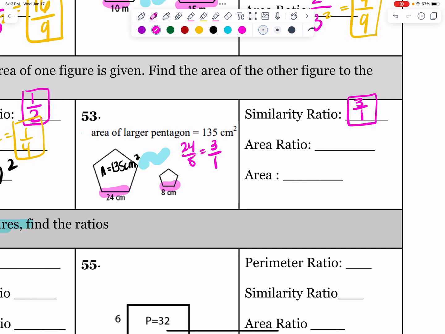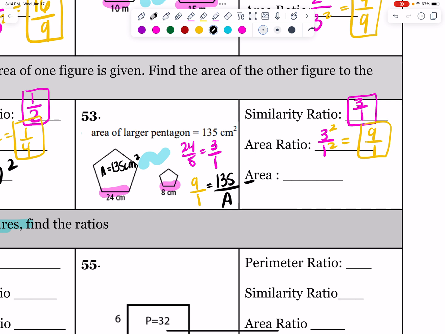How am I going to find my area ratio? I'm going to do 3 squared over 1 squared. That's going to be 9 to 1. So how do I find my area? Well, if the one on the left is 9 over 1 times as big, and the area of the one on the left is 135, I can put that over A. So my actual area is 135 for the bigger one. I want to find the actual area of the smaller one. That's what I'm trying to find here.